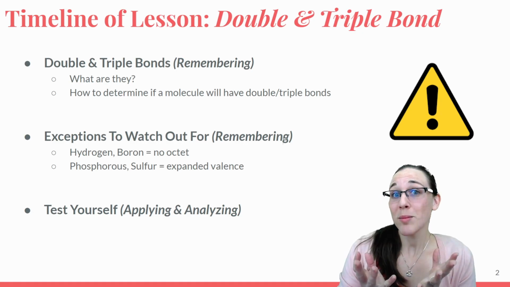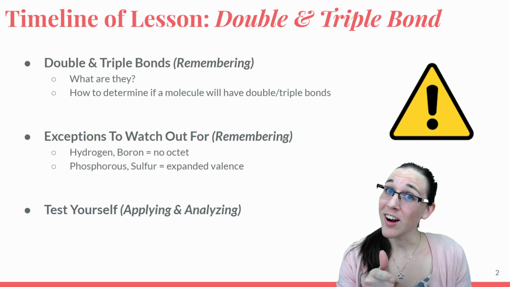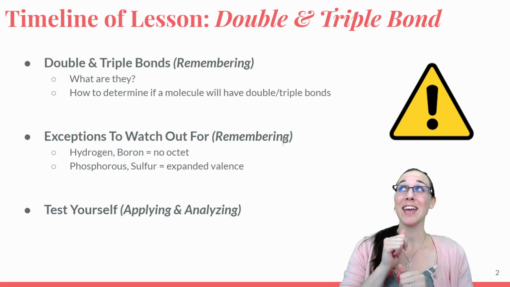In order to draw double and triple bonds, we first have to know what they are, and then we're going to learn some exceptions and apply it all.